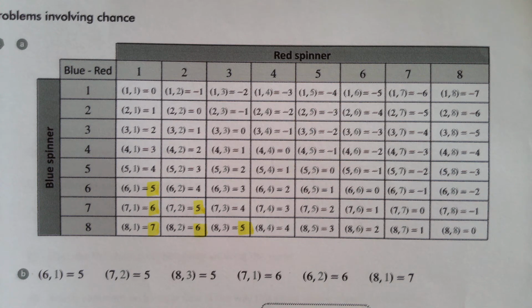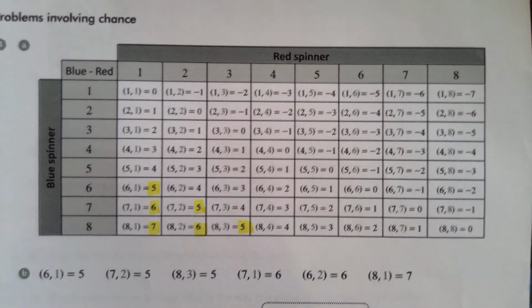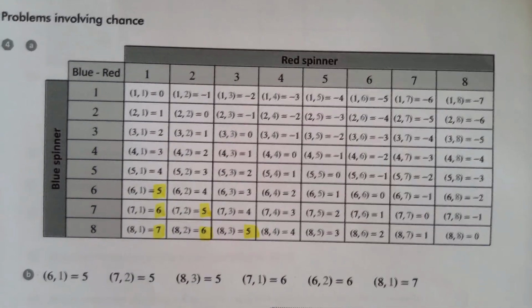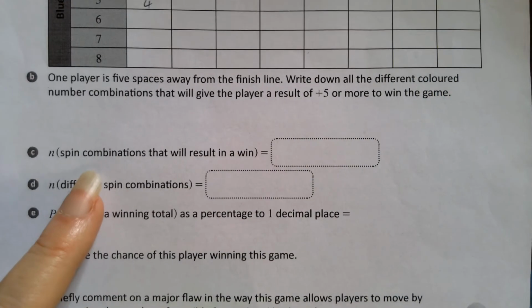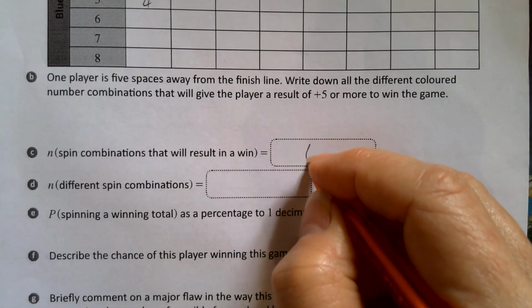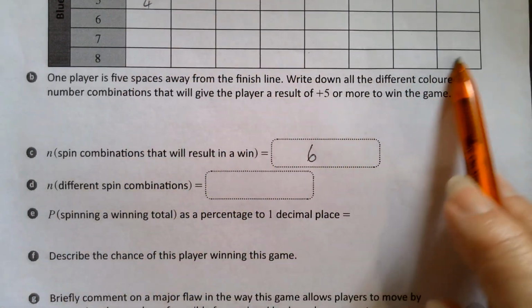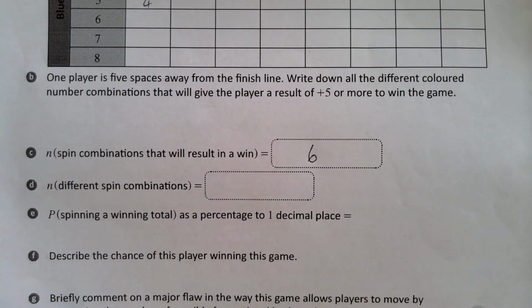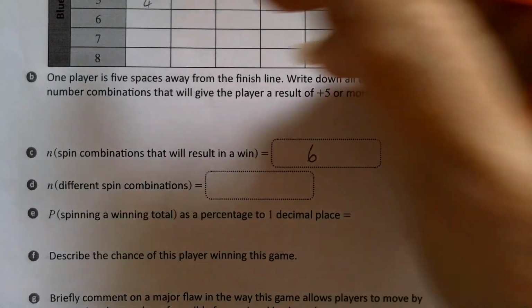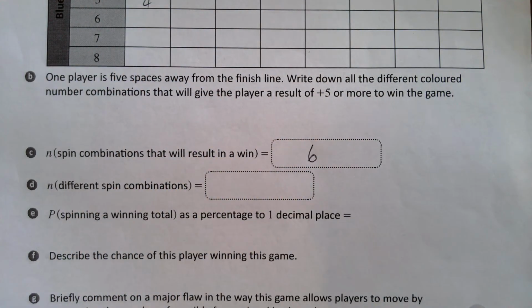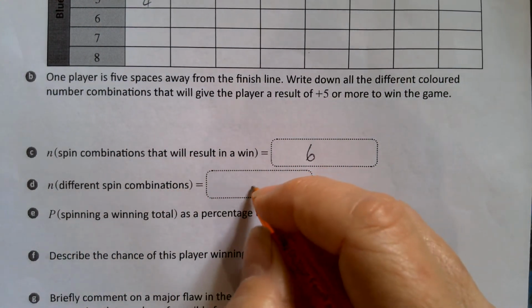2, 4, 6, 2, 4, 6. We've got them all. There are only 6 that could be there. So, what resulted in a win? We just said there were 6, didn't we? Different spin combinations, if we count them all up here, how many have we got? 8 by 8. 8 eighths are 64.